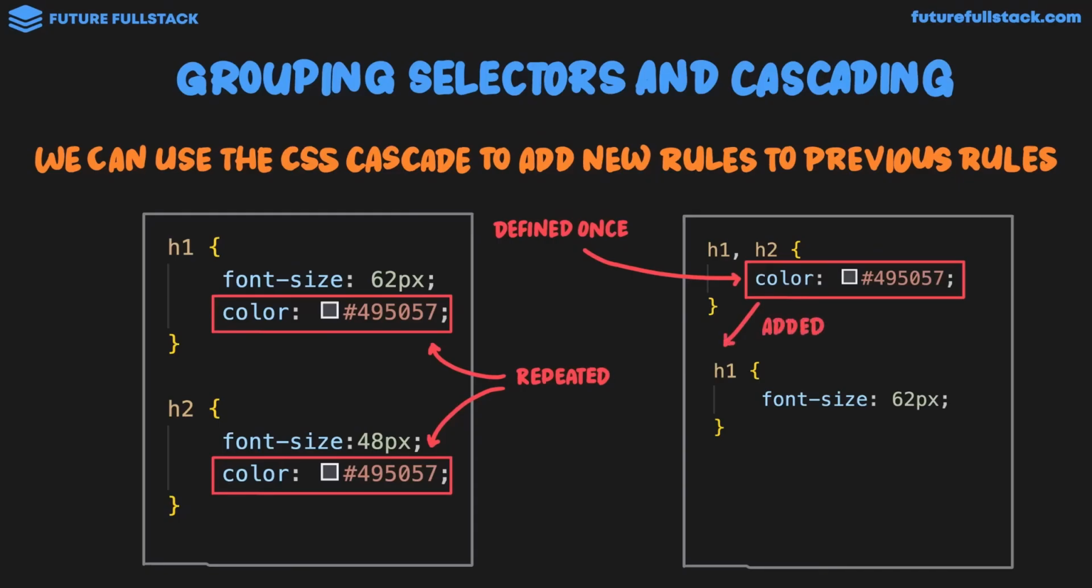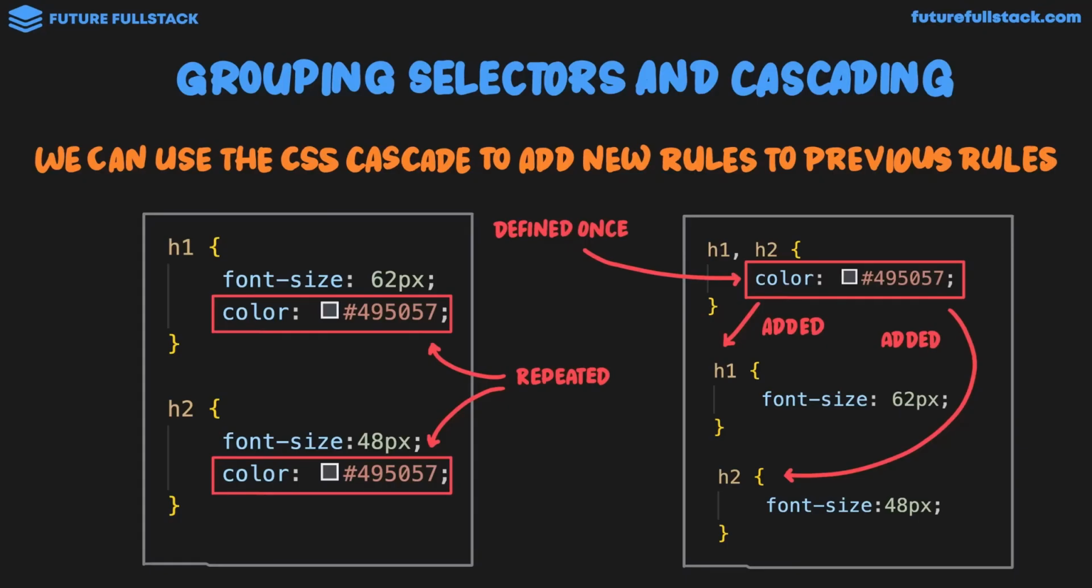And we can do the same thing for the H2. We define the unique value for the font size. And again, because of the nature of the cascade, the gray color is effectively added to this H2. So we're using the cascade to our advantage here. We're adding new rules to previous rules. So the combination of grouping selectors and effectively using the cascade helps us write much cleaner and concise CSS.